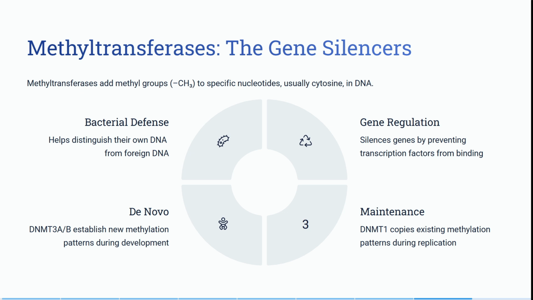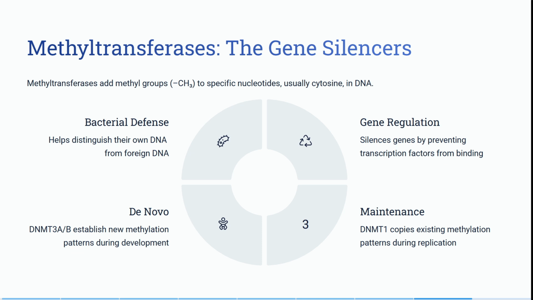In eukaryotes, DNA methylation has more complex regulatory roles. It can silence genes by preventing transcription factors from binding to the DNA. This is one way cells control which genes are active and which are turned off.